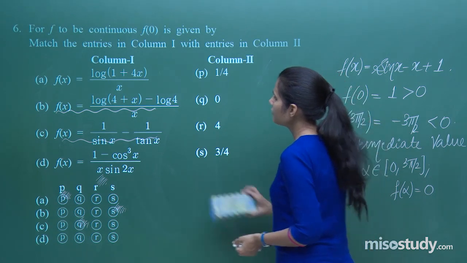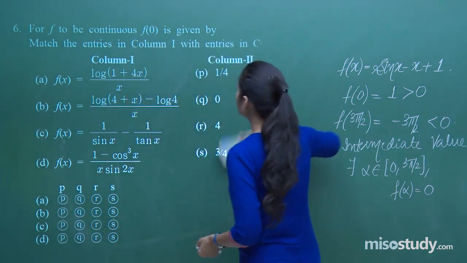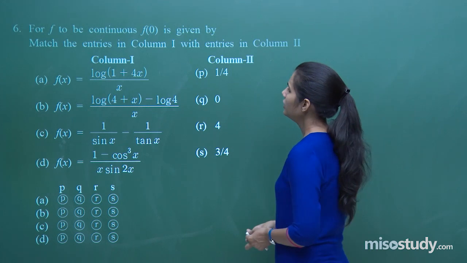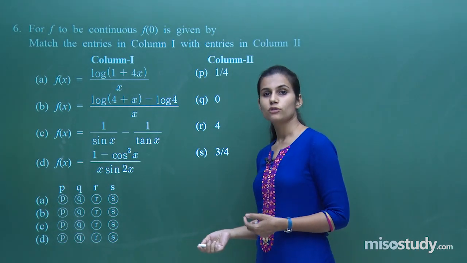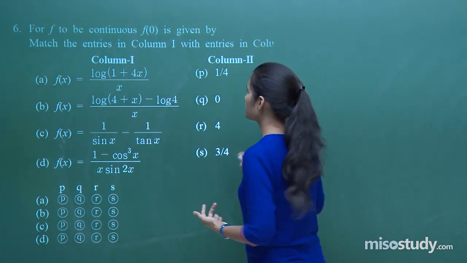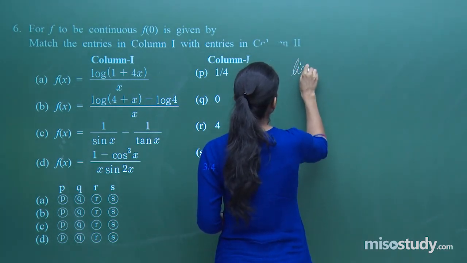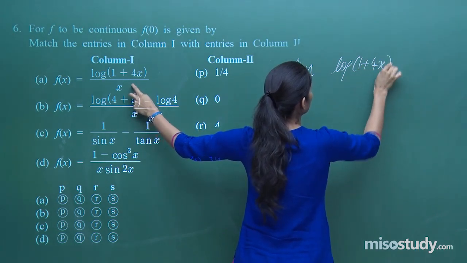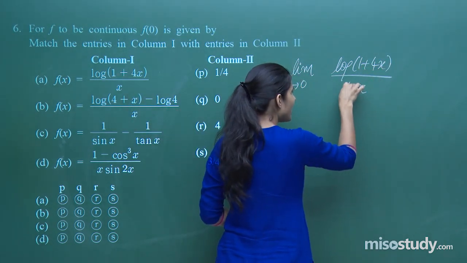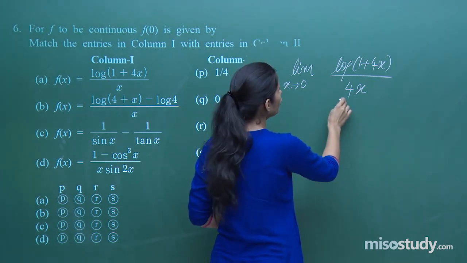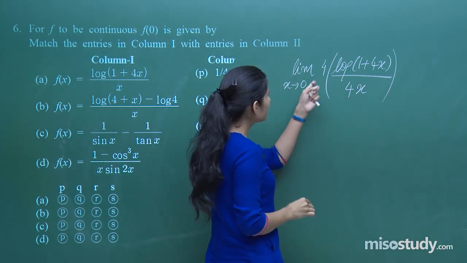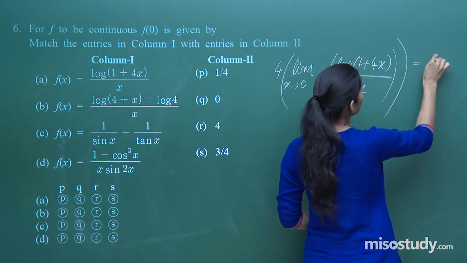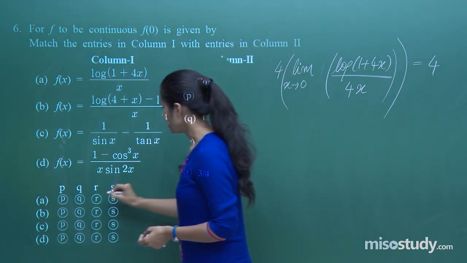Then you have, for f to be continuous, f of 0, for f to be continuous at 0, limit x tends to 0 of f of x should be equal to f of 0. So f of 0 will be what? Limit x tends to 0, f of x, this is the first f of x, log of 1 plus 4x upon x. Just if I have a 4 over here, I can say this limit is 1. For 4 over here, I will have to adjoin 4 over here. So I will be left with 4 times, this 4 can come out, 4 times limit x tends to 0, log of 1 plus 4x by 4x, which is 4 into 1, that is 4. So corresponding to A, I will be shading R.